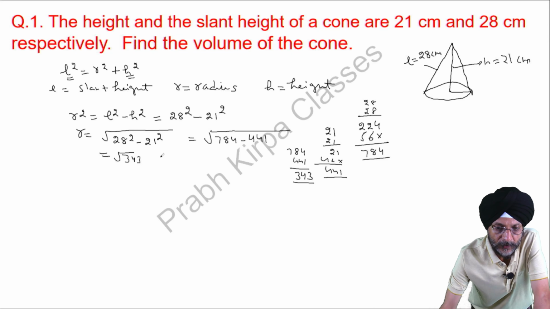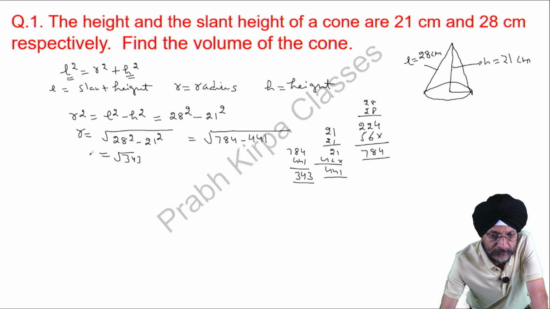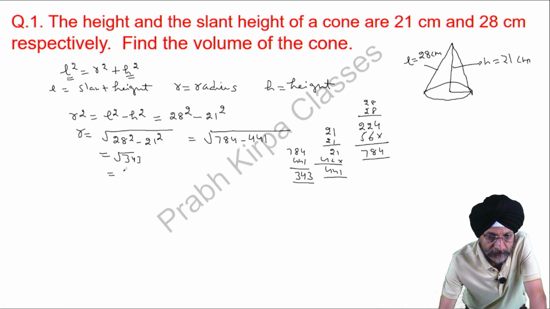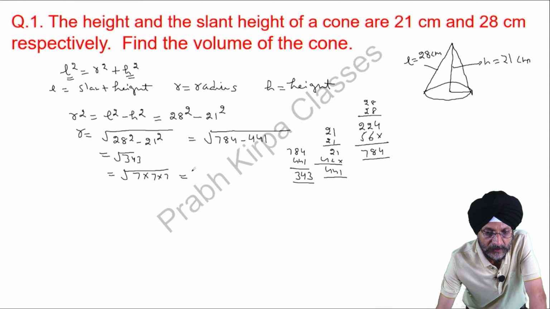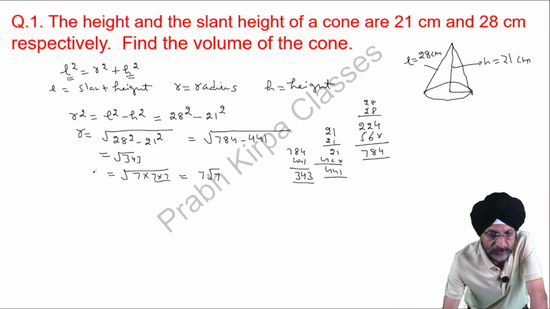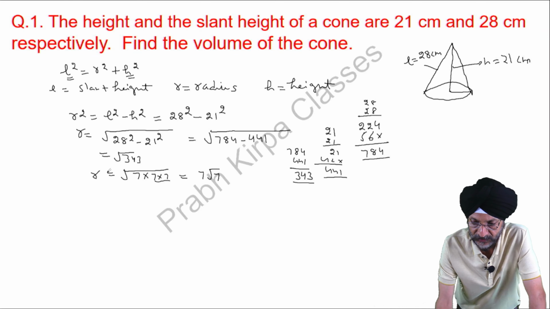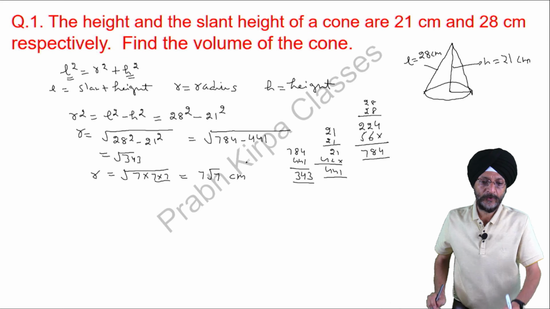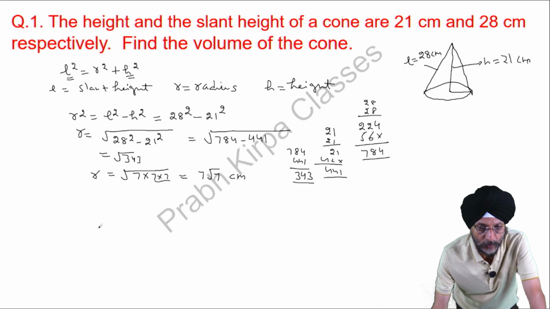This is R, which can also be written as under root 7 into 7 into 7. Now these two become 7 under root 7. So this is the value of radius which has come out. This is in centimeter. Now we have to find out the volume of the cone.